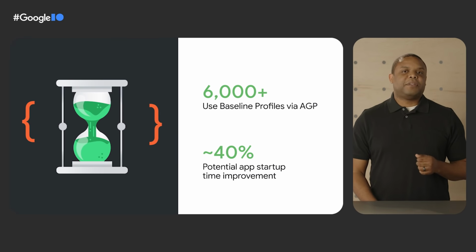One last thing on build. Tor showed you the new baseline profile demo. Since launching this feature last fall, over 6,000 developers have enabled baseline profiles via the Android Gradle plugin. Depending on your project setup, some apps have seen upwards of 40% improved app startup time.